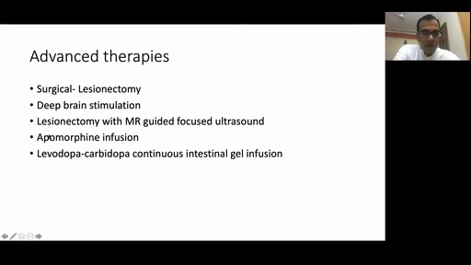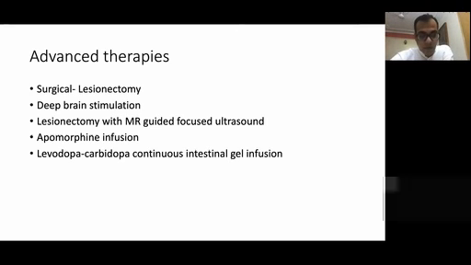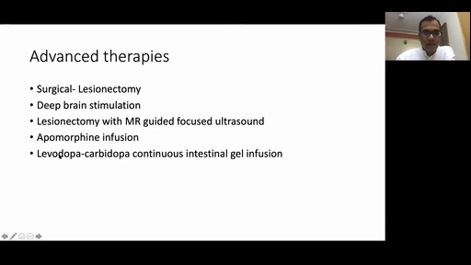For temporary relief, apomorphine infusion can be used. The problem is that apomorphine causes a lot of vomiting, so almost 50% of patients have to come off it. Another option is to have a levodopa carbidopa continuous intestinal gel. So it's a device which can be placed by interventional radiology or gastroenterology, and because it's a continuous infusion, even if patients forget to take the medications on time, some background levodopa is always available.